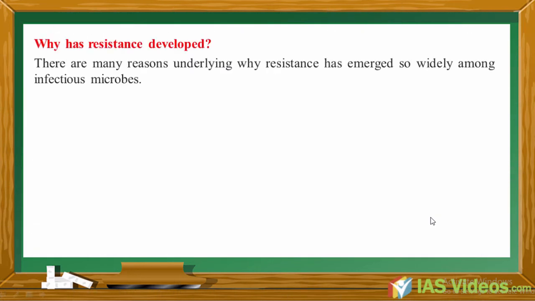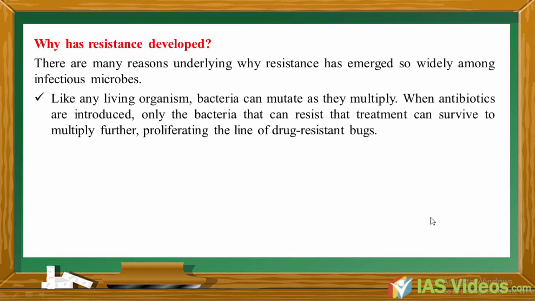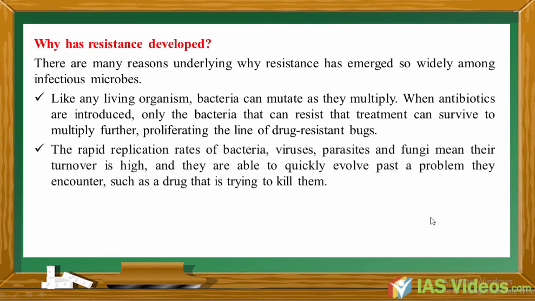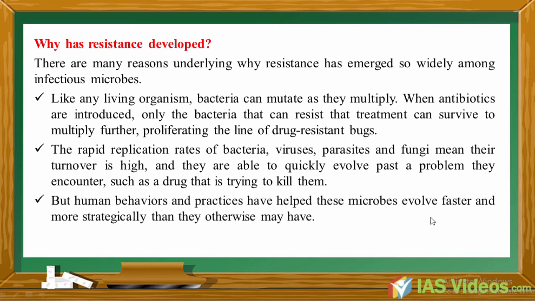Why has resistance developed? There are many reasons underlying why resistance has emerged so widely among infectious microbes. Like any other living organism, bacteria can mutate as they multiply. When antibiotics are introduced, only the bacteria that can resist the treatment can survive to multiply further, proliferating the line of drug-resistant bugs. The rapid replication rates of bacteria, viruses, parasites and fungi mean their turnover is high and they are able to quickly evolve past a problem they encounter, such as a drug that is trying to kill them. But human behaviors and practices have helped these microbes evolve faster and more strategically than they otherwise may have.